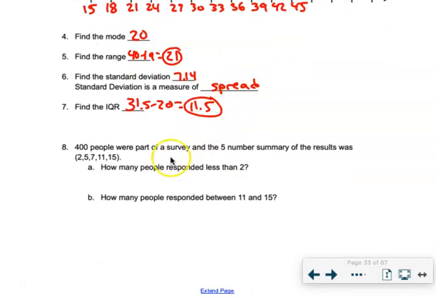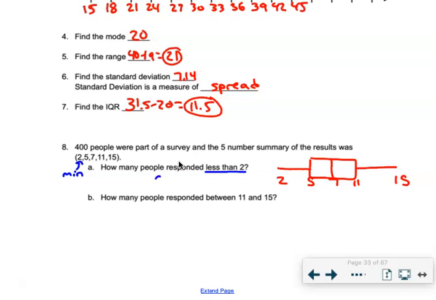So looking at the last one, 400 people were part of a survey, and the 5-number summary of the results was 2, 5, 7, 11, 15. So we have something like this, just a rough sketch, where this is 2, 5, 7, 11, 15. First question, how many people responded less than 2? 2 is called the minimum. So how many people responded less than the minimum? 0. Nobody is less than the smallest thing.